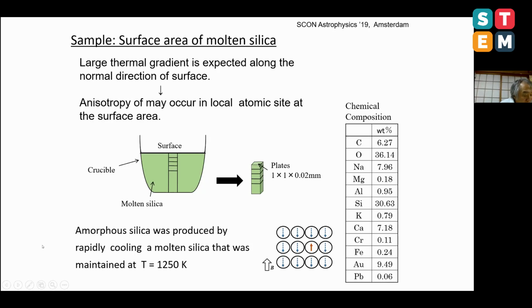And some kind of anisotropy may arise in the local atomic arrangement in the surface area. So we synthesized the amorphous silica. It was heated to about molten at about 1,250 degrees and cooled at about 0.5 Kelvin per second.